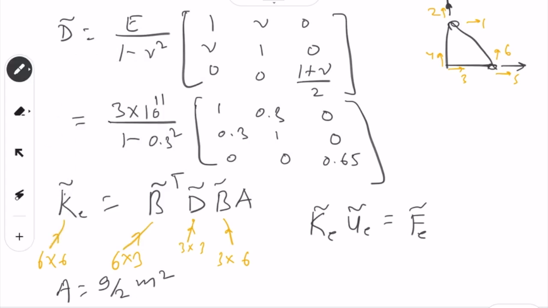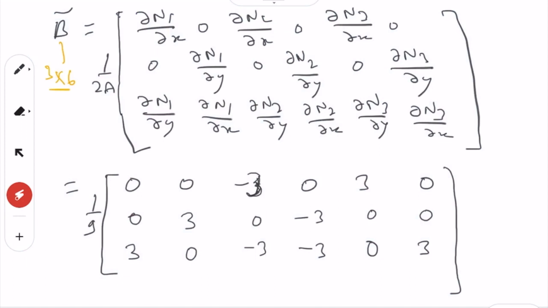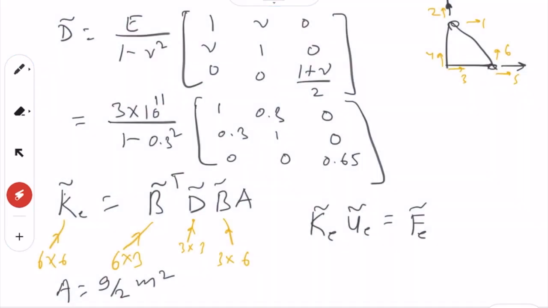What is important is row number 2 degree of freedom and number 5 degree of freedom. So there is no need to calculate everything; we just take number 2, not row but in this case column. So we are interested in column 2 and column 5. Similarly for B transpose, we are interested in row 2 and row 5. So we have 0 3 0 and 3 0 0.